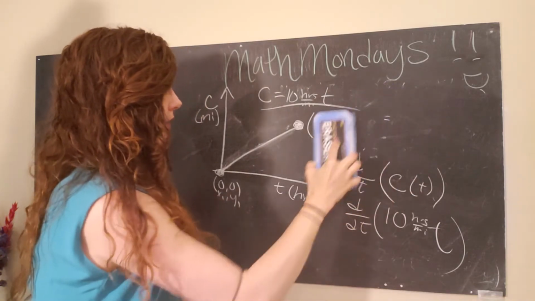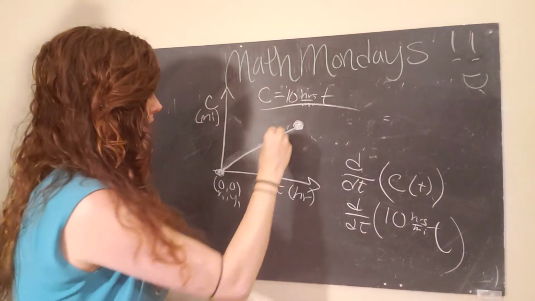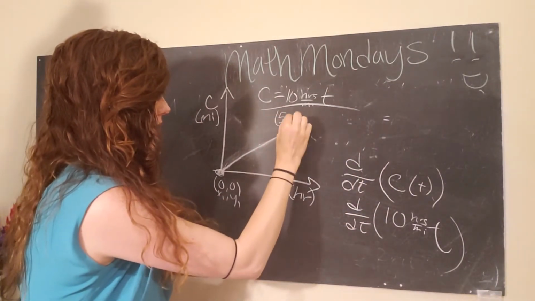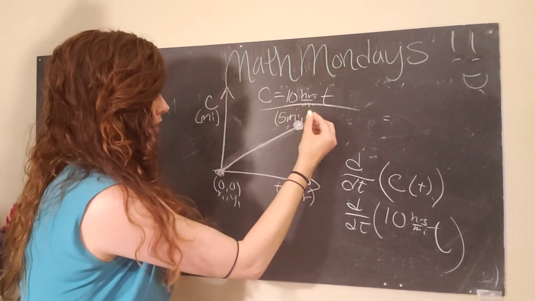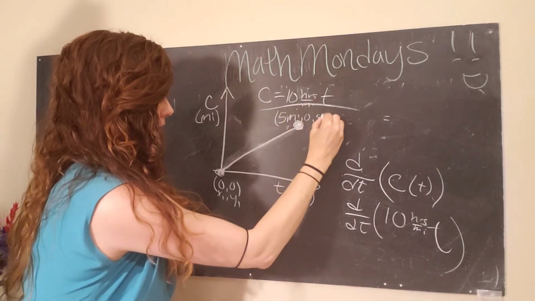Okay, I'm gonna make this smaller actually. I got very excited and I wrote a very large data point. 5 miles, comma, 0.5 hours.